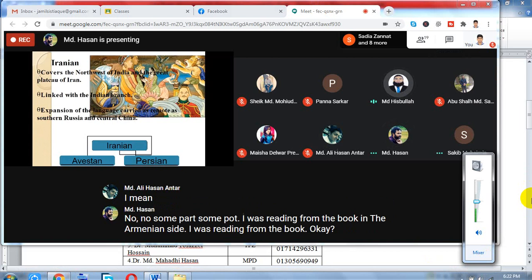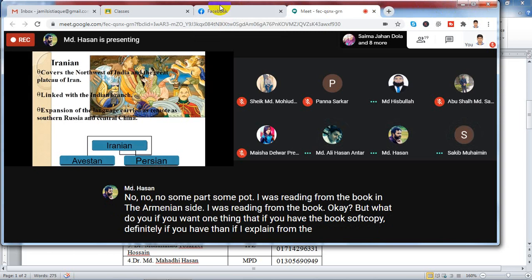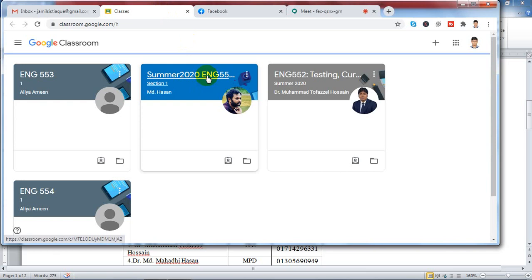But if you have the book, the soft copy, and I explain from the book, then if you match it with the book while the lecture goes on, the understanding may become more clear. I can explain that. Which one do you want?